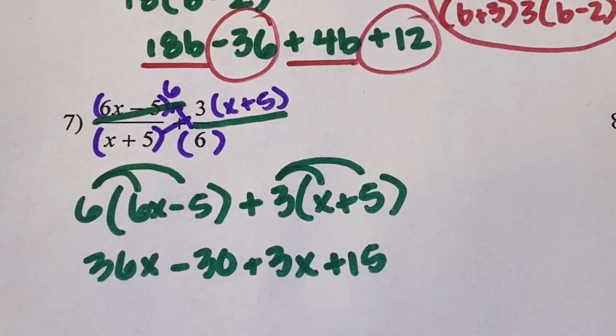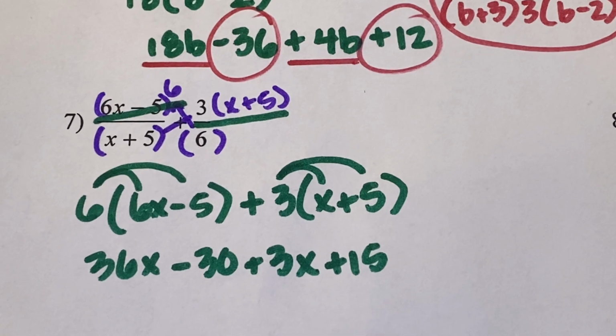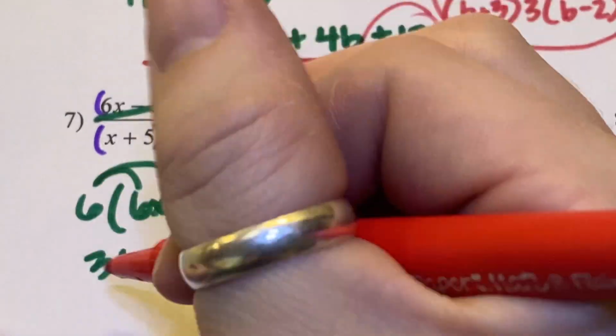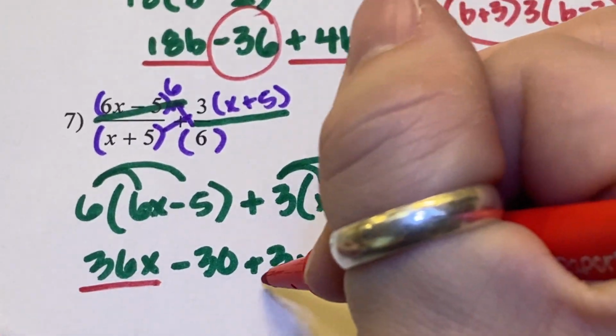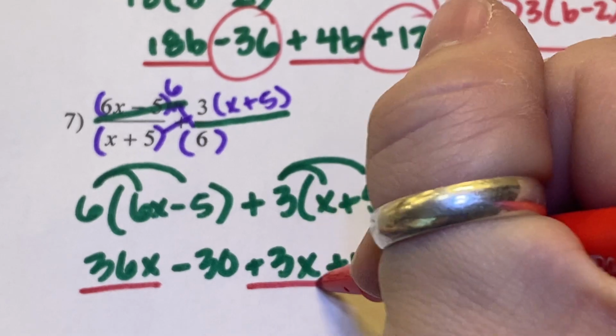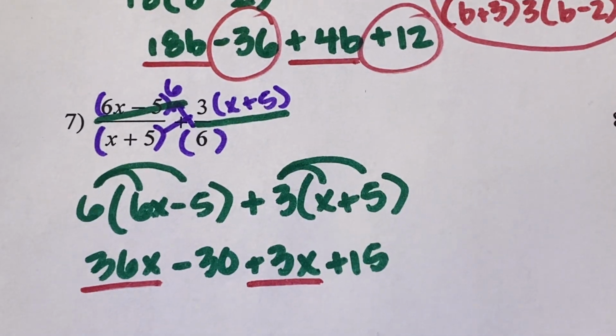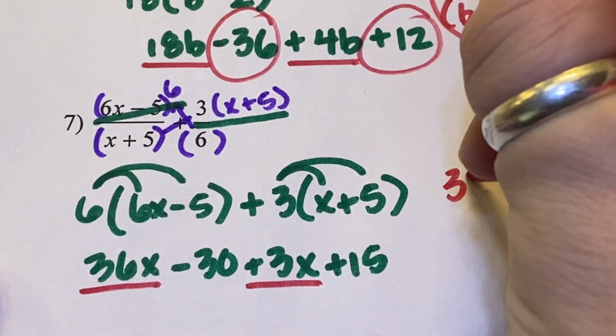Okay, so those are just our numerators. Remember, make the denominators the same, then just work with the numerators for a second. Where are my like terms? I just have to combine. 3x and 36x, negative 30 and positive 15. What is 36 plus 3 going to turn into? 39. So we get 39x on top.